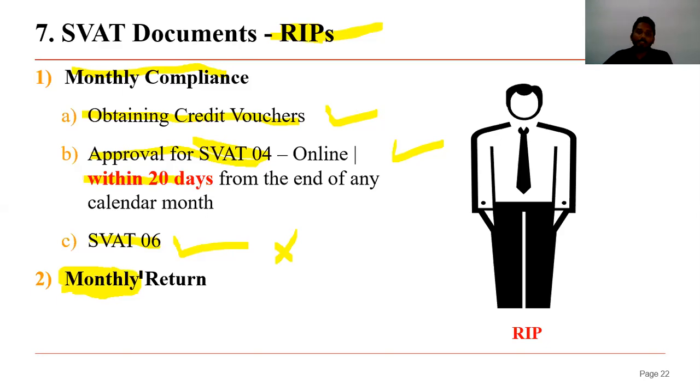Why are the returns submitted monthly? Because if they make any purchases not under SVAT terms, they will end up in a refund situation. In order to reduce the cash flow burden, they are requested to file the return monthly, and then they can claim refunds quickly. That is why they file returns monthly.